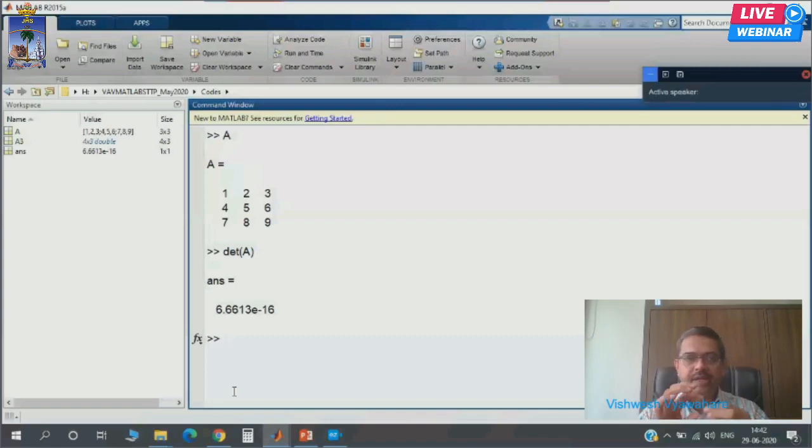If there is any matrix which has got determinant 0, which is not invertible, in linear algebra terminology it is known as a singular matrix. If MATLAB finds that any matrix is singular, it will condition that matrix. It will add some very small numbers to its elements and make it non-singular, and it will give the answer for this. So this should come exactly equal to 0. It is not coming exactly equal to 0. It is 6.66 into 10 to the power minus 16. This is how we get the answer.